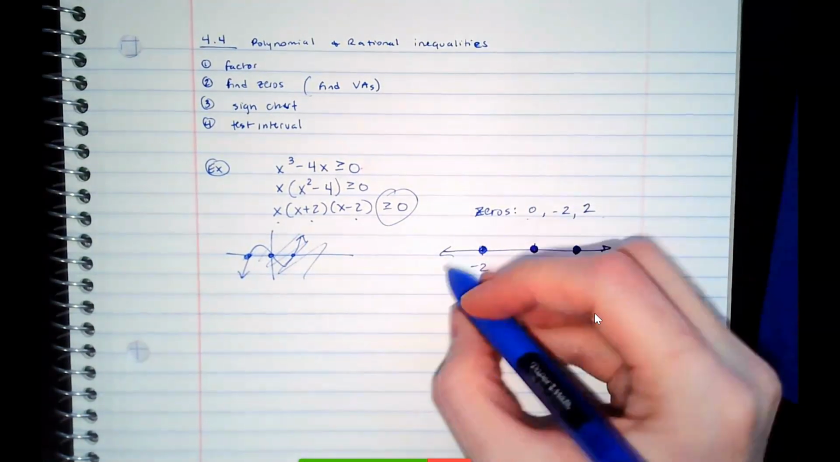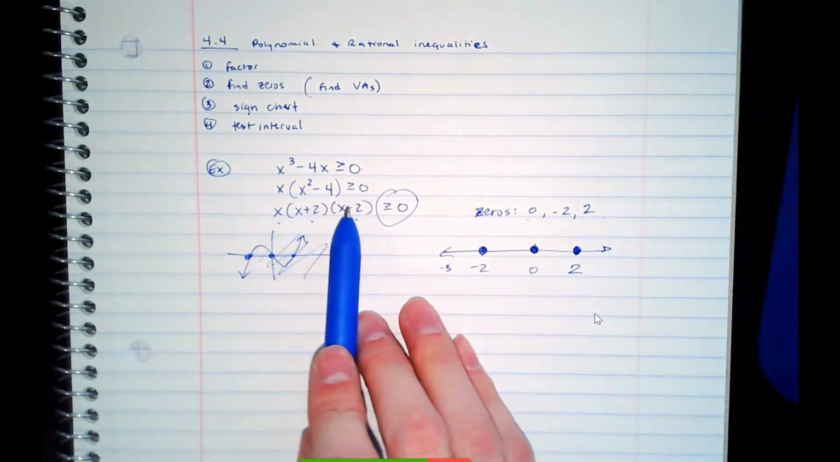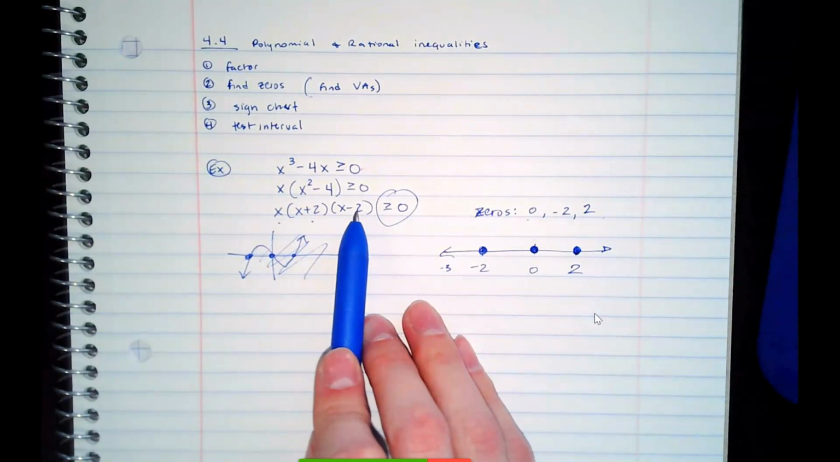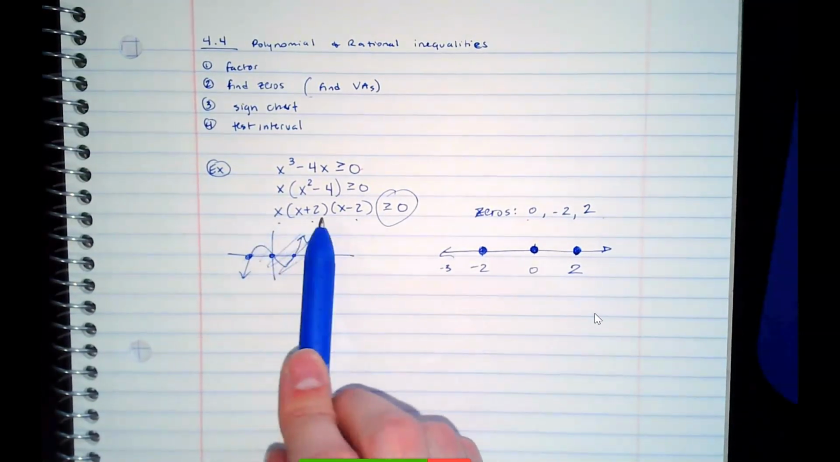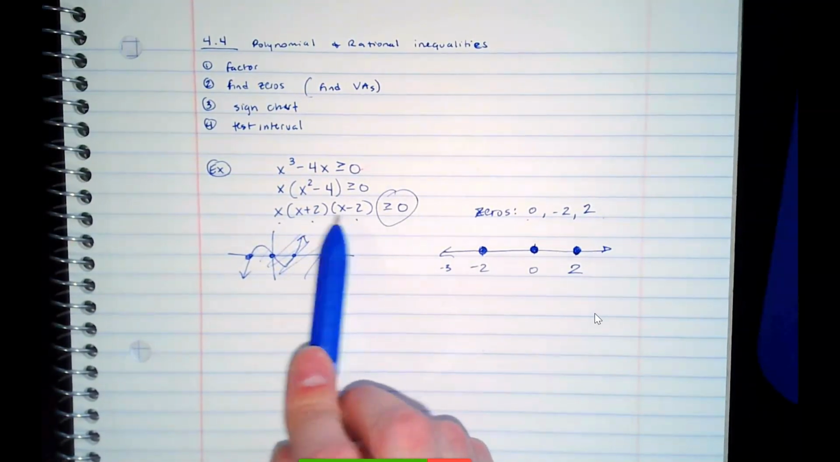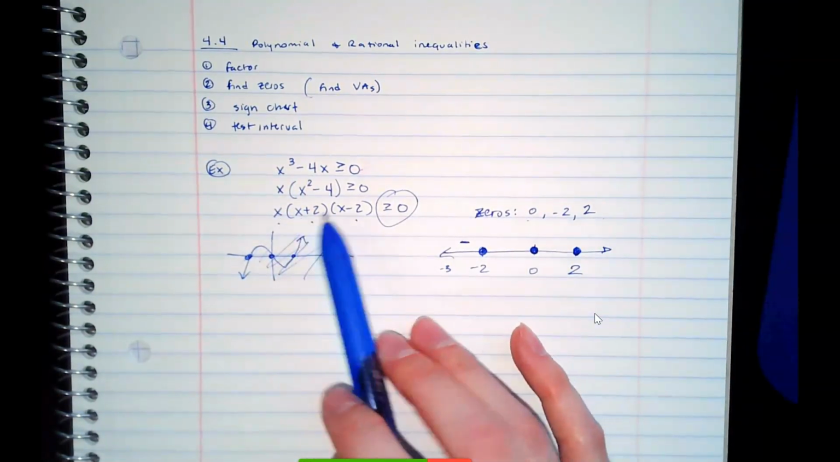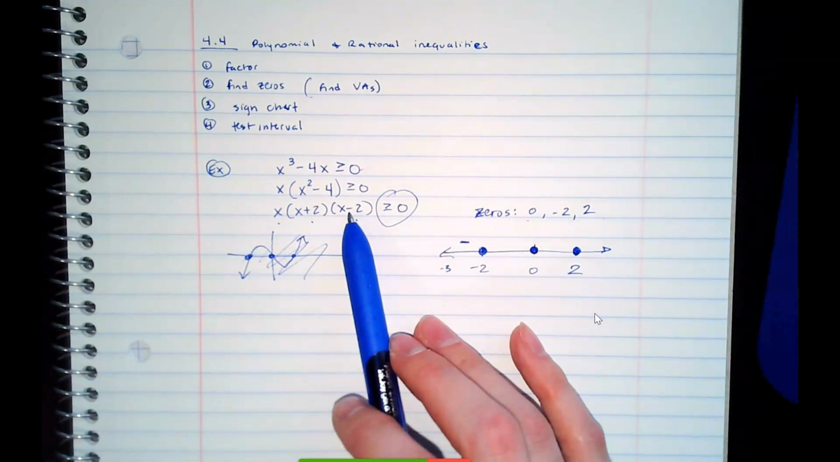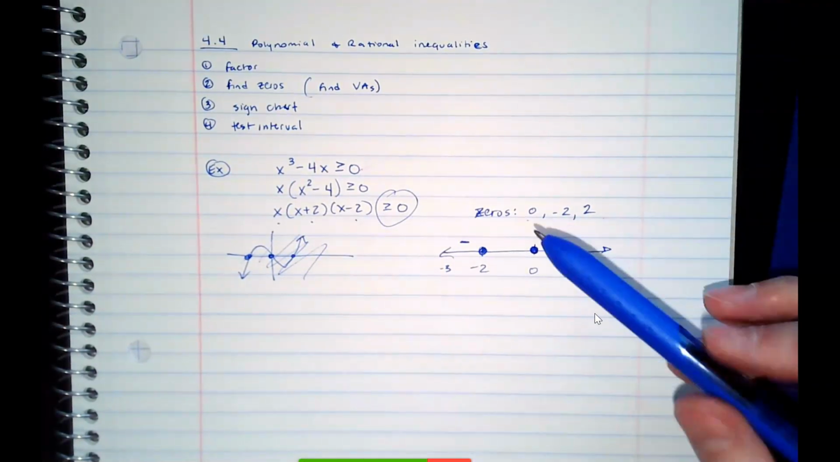So if we tested -3, for instance, -3 times -3 plus 2 times -3 minus 2, I only like to think about positives and negatives. -3, that's negative. -3 plus 2, that makes that negative. -3 minus 2, that makes that negative. So negative times a negative times a negative is a negative result. You could actually figure out what the result is. -3 times -1 is 3 times -5 is -15. So you could find the result, but you only care about the sign.